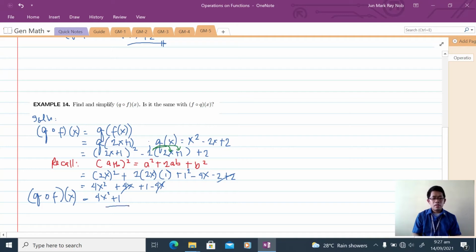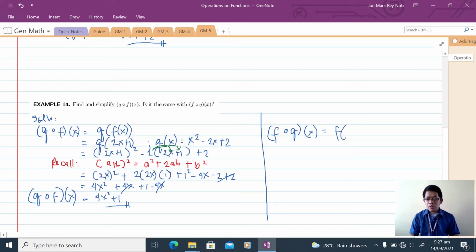Alright. Now what about the other one? So the composition of F and Q. Is it the same as the composition of Q and F? We will find out later. By definition, this is simply equal to F of Q of X.